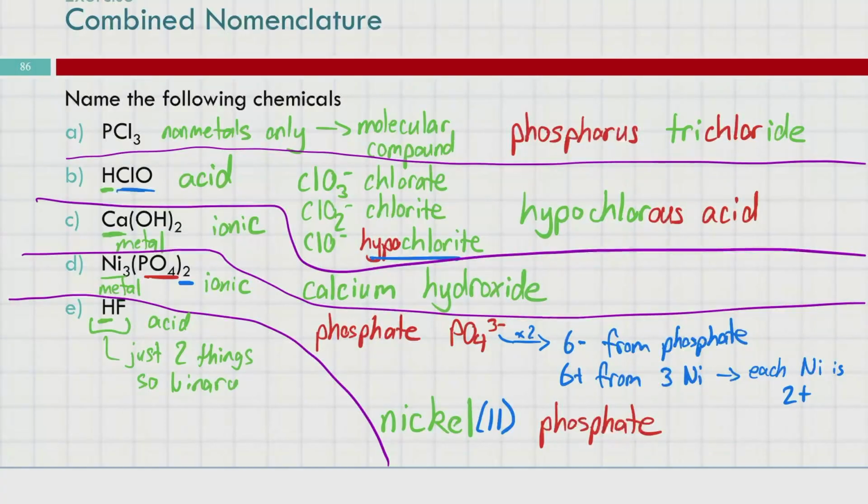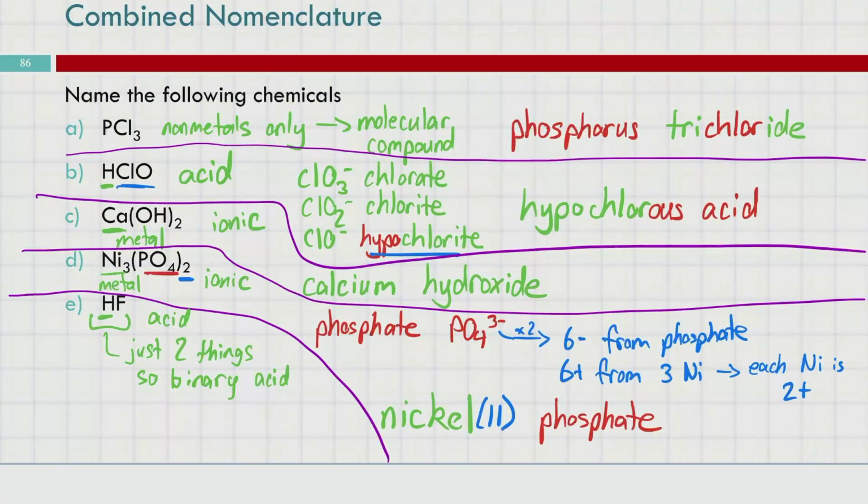What's special about binary acids? What do binary acids have that all of our other names don't have? Hydro. So they start with hydro, and then we have the base name for the thing that's not hydrogen, which is fluorine. Hydrofluor, not hydroflower, and change the ending to ic and add acid.